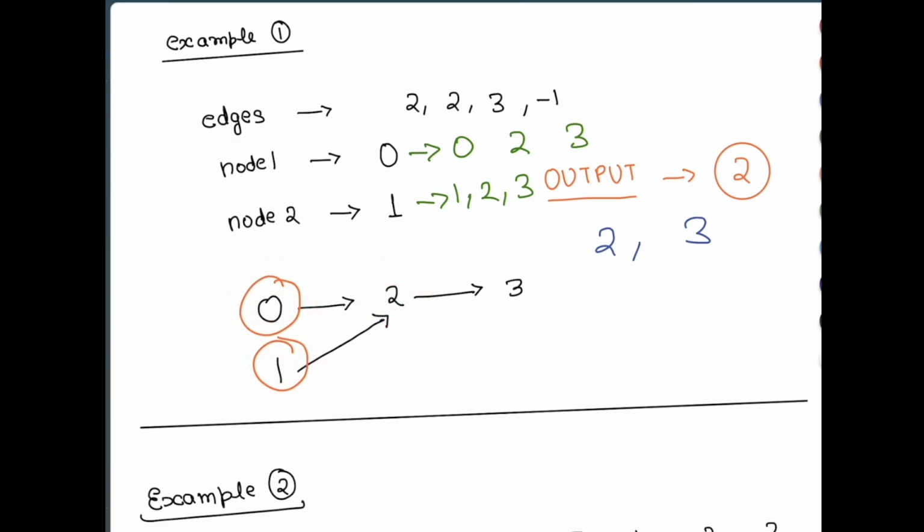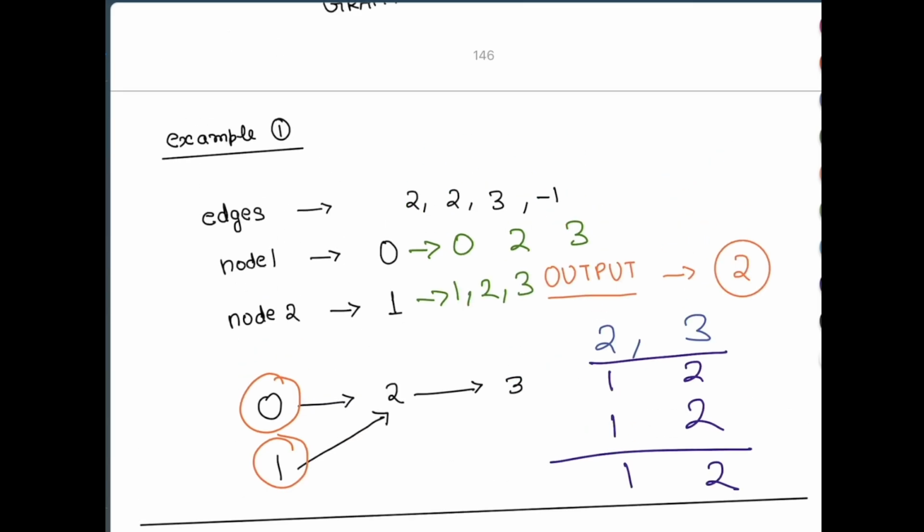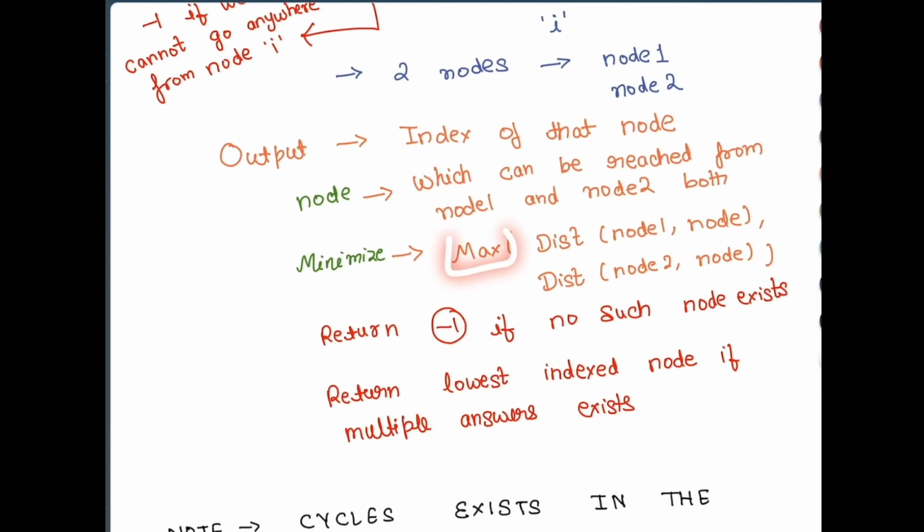So the distance from 0 to 2 and 1 to 2 is 1, right? And if the node is 3, this is also another common node, right? So from 0 to 3, the distance is 2. You will have to travel 1 and then 2 edges. And for 1 to 3, the distance is 2. You will have to travel 2 edges. So now this is the value. What is the maximum out of it? It is 1 and it is 2. So this is what we just found. We found the maximum of the distance from node 1 to the node and the distance of node 2 to the node.